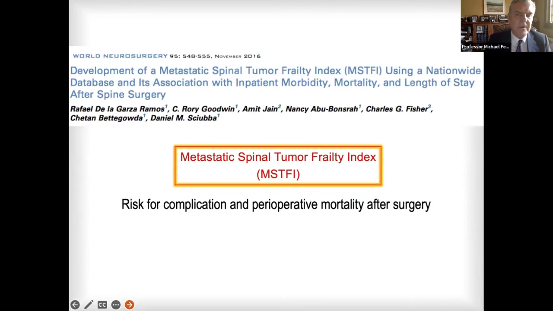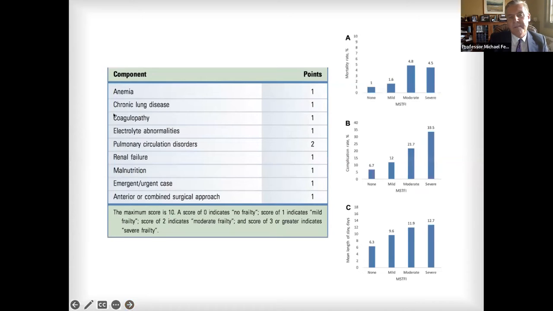And then it's also important to consider the relative frailty of the patient. And this is an effort to take this into consideration. This is the metastatic spine tumor frailty index. This is illustrated here. So in addition to the patient's general status, you can assess whether the patient has evidence of malnutrition. Is there evidence of coagulopathy? Is there evidence of lung disease or anemia? And these will significantly impact on outcomes and are measures of frailty.